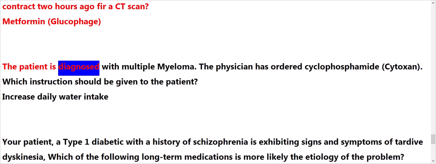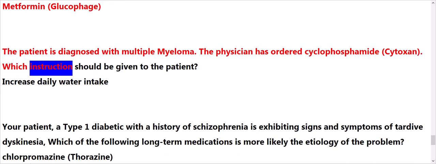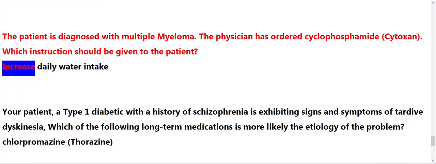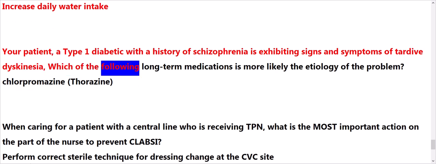The patient is diagnosed with multiple myeloma. The physician has ordered cyclophosphamide, Cytoxan. Which instruction should be given to the patient? Increase daily water intake. Your patient, a type 1 diabetic with a history of schizophrenia, is exhibiting signs and symptoms of tardive dyskinesia. Which of the following long-term medications is more likely the etiology of the problem?